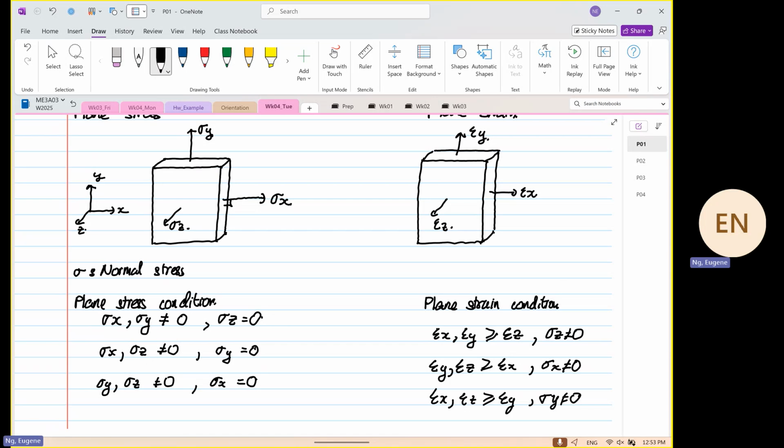Anyone have a marker? Yeah, on the left hand side is plane stress, right hand side plane strain.